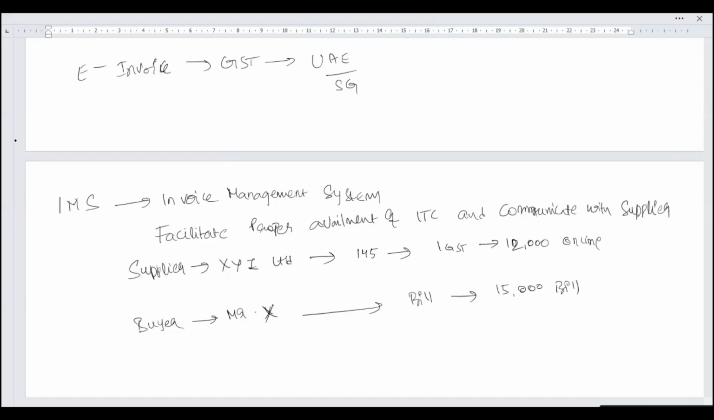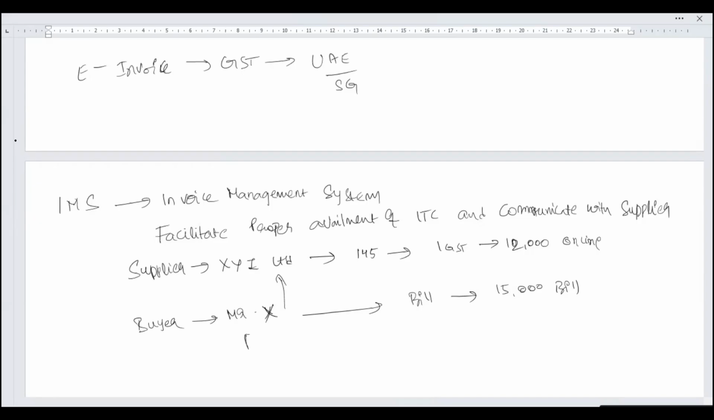Now, ideally, what we will do, this X will call up this company saying that, sir, you have given a bill for 15,000, but online it shows 12,000. What mistake have I done? All that we will have a dialogue. So government felt something is wrong happening. Let me interfere. Let me give a mechanism called IMS. So they gave a tool called IMS.